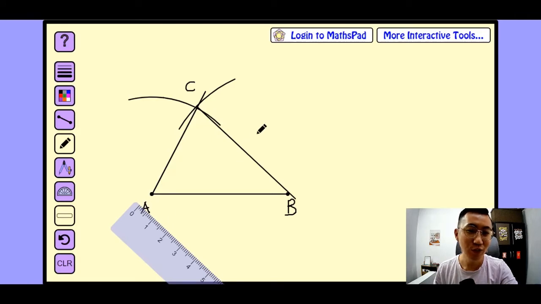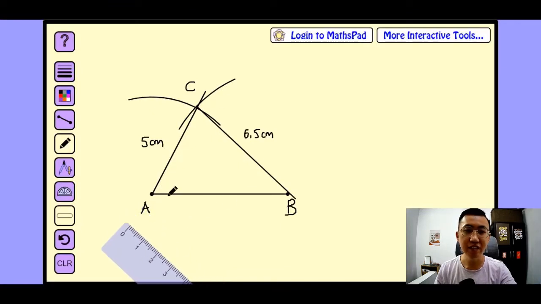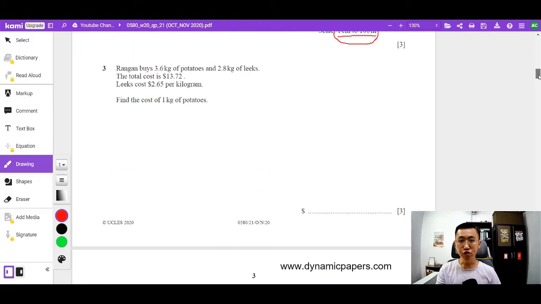So you have to label now. Here you label 6.5 centimeters, and then here you label 5 centimeters. Okay, so this is the scale drawing answer. That is for question 2. Okay, let's see question 3.